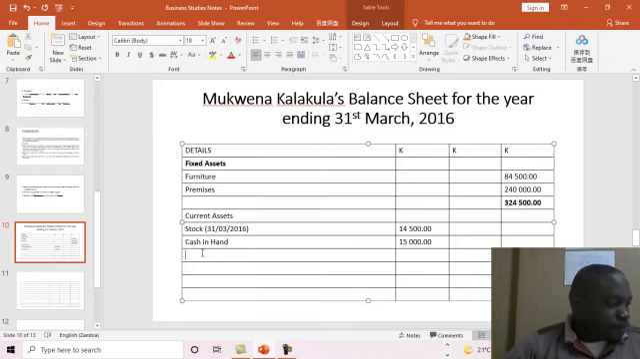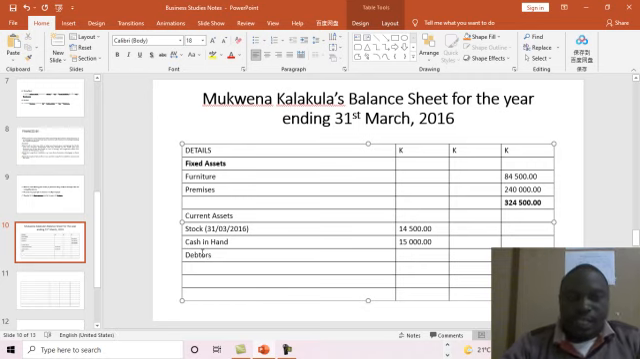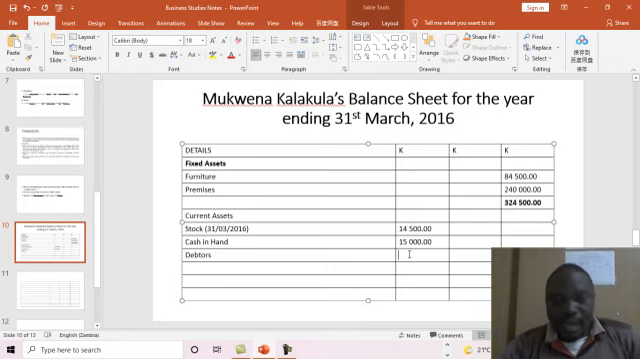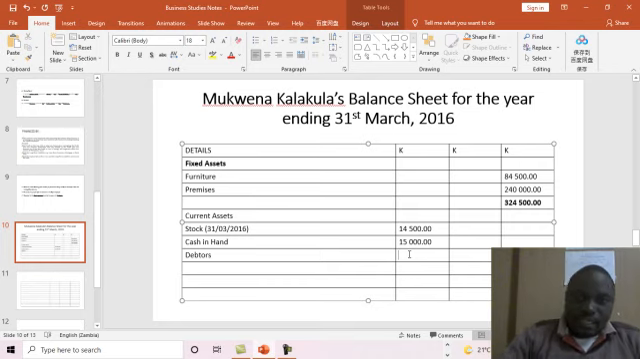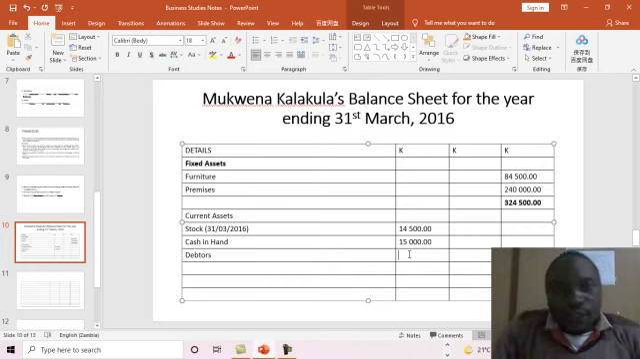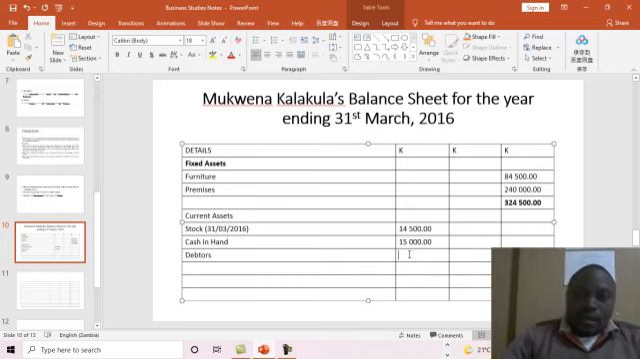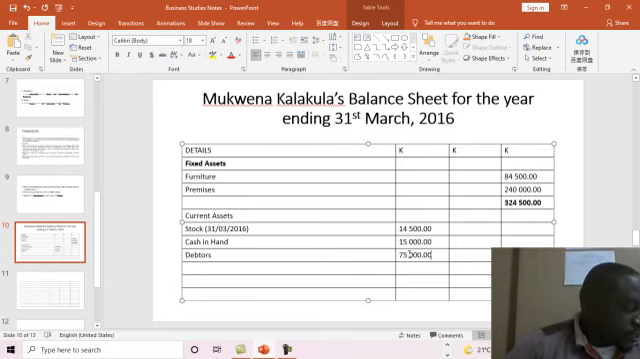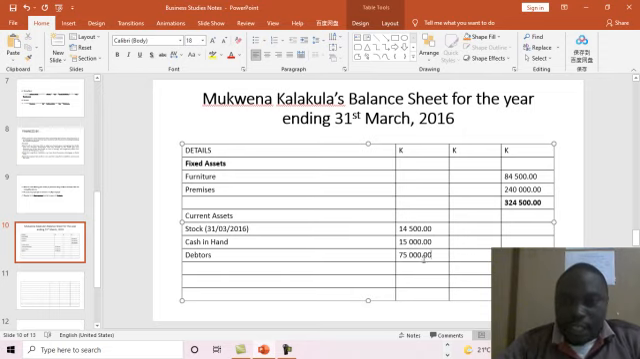Do we have any other? Good. We have debtors. Remember, debtors are an asset to our business. I think we have been talking about this for some time now. Debtors are current assets. These are people that owe you money, so you expect money from them because they got goods from your business on credit. Okay, so debtors, it's 75,000 kwacha. Do we have anything else? We don't have cash at bank, so we cannot put it here.